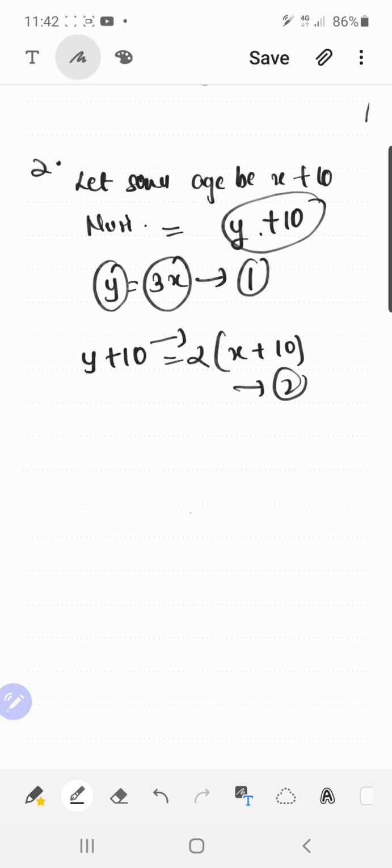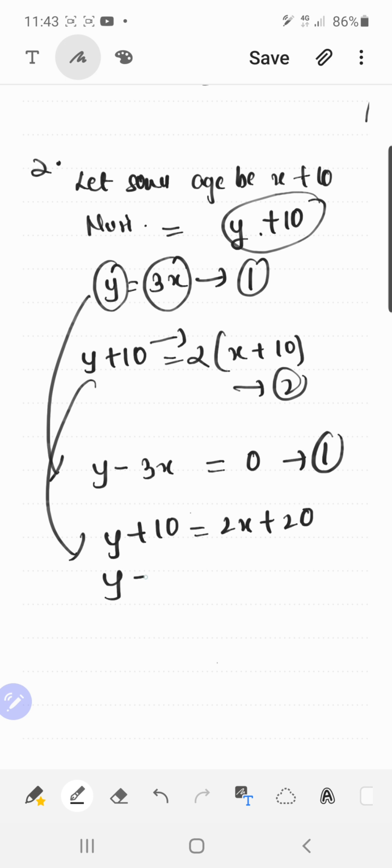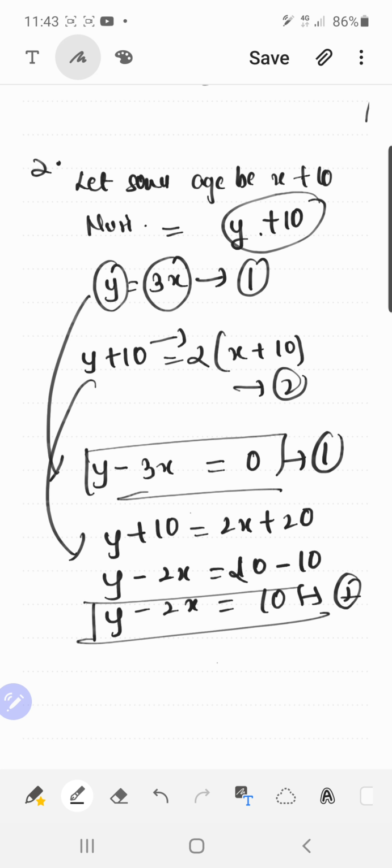Your equation number 1 is this. Both of them you have to convert into the standard linear form, that is y minus 3x is equal to 0, your first equation. And your second equation also, you have to open up the brackets. Once the brackets are opened, as I said, your variables should be on one side and your number should be on the other side. And that will be your equation number 2. And once you get 2 equations, use the elimination method and get the value of x and y.